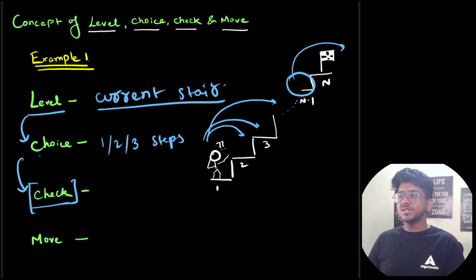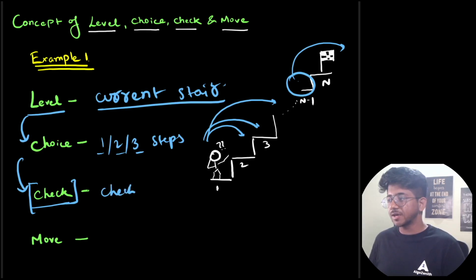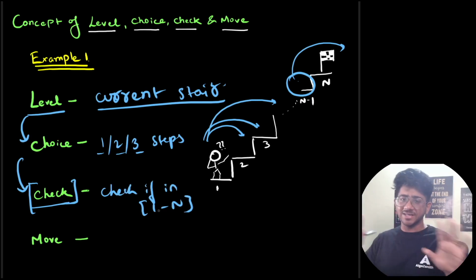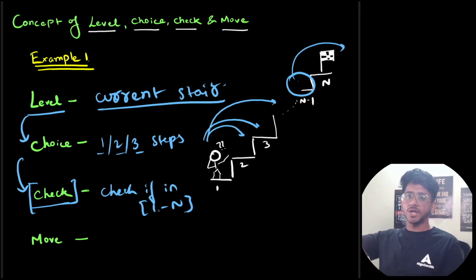Given the choices that we have for the current level, which of them make sense and which of them are invalid? In this case, check is just check if the position is in 1 to n. This is something we can write as a check: check if the person is still in the stair system or not. If he goes beyond n, then he's going to fall off, maybe.